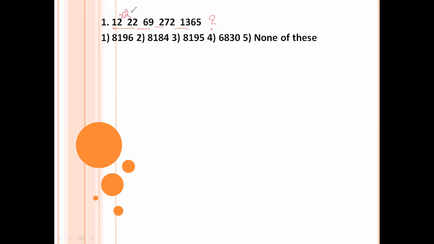12 times 2 is 24 minus 2. 22 times 3 is 66 plus 3. 69 times 4 is 276 minus 4. Then times 5 plus 5, times 6 minus 6. 1365 times 6 is 8190, minus 6 is 8184. The last digit is 4, and only one option has last digit 4, so that is the right answer: 8184.